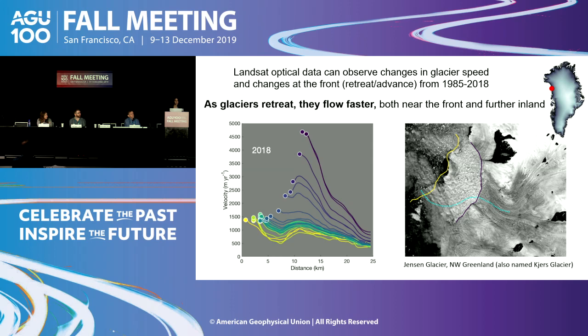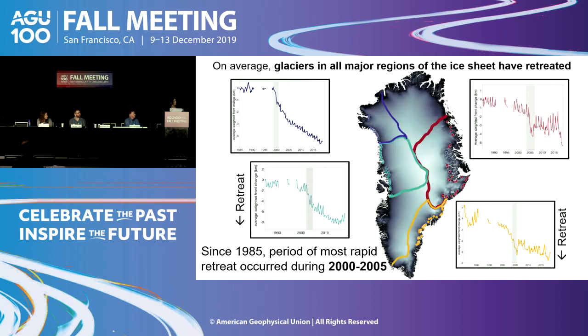So this is just one glacier. We can look at changes in the front of glaciers for all major outlet glaciers in Greenland. So in this study, this includes over 200 glaciers. And one thing that we've noticed is that retreat has been a pattern that we've seen across the ice sheet. So it's not just limited to one particular region.